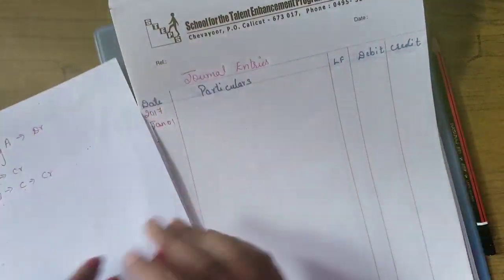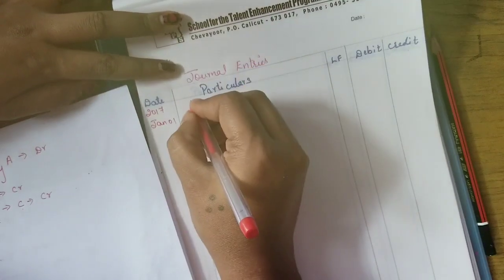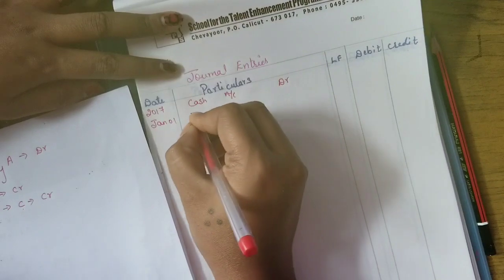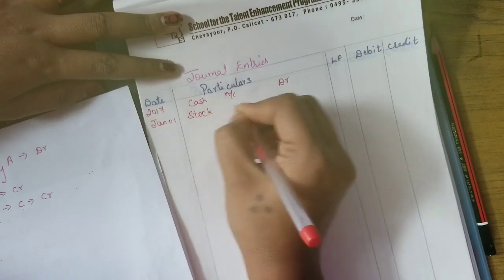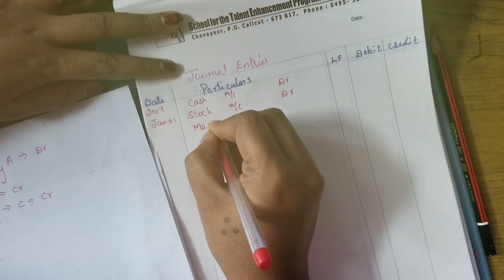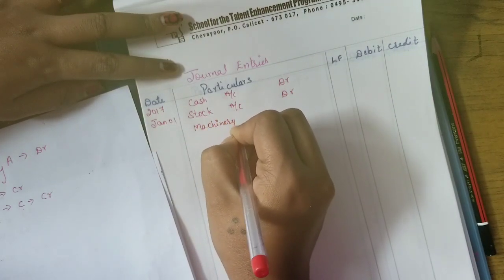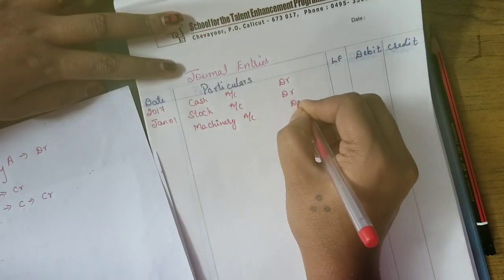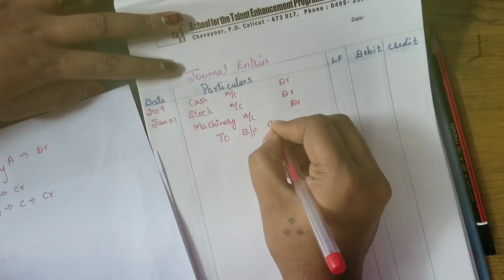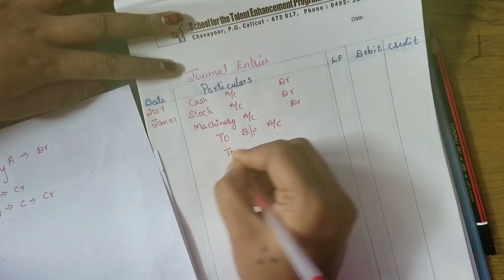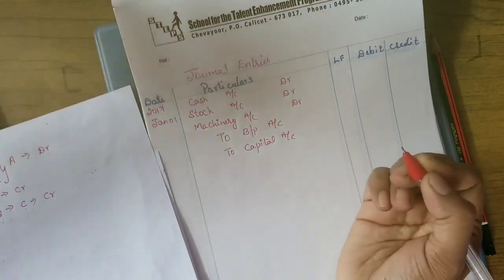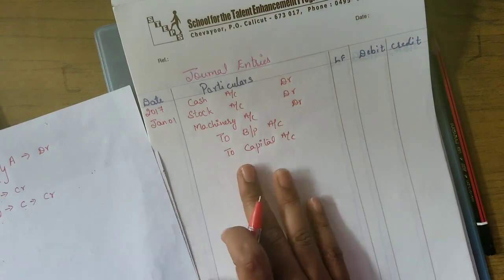So here 3 accounts are debited, that is cash account, debtor, stock account, debtor, machinery account, debtor, to bills payable account, to capital account. Okay, so this will be your entry.